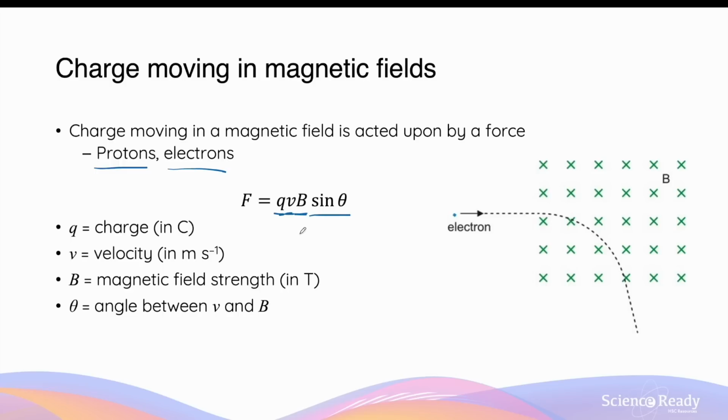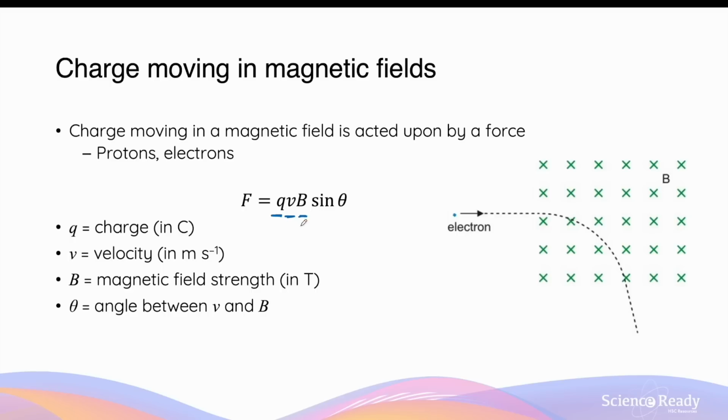F = qvB sine theta, where q is the charge of the particle in coulombs, v is the velocity of the particle in meters per second, and B is the magnetic field strength in teslas. The angle theta in this equation refers to the angle between the velocity of the particle, which is the direction in which it's heading, and the direction of the magnetic field, keeping in mind that both v and B are vector quantities.